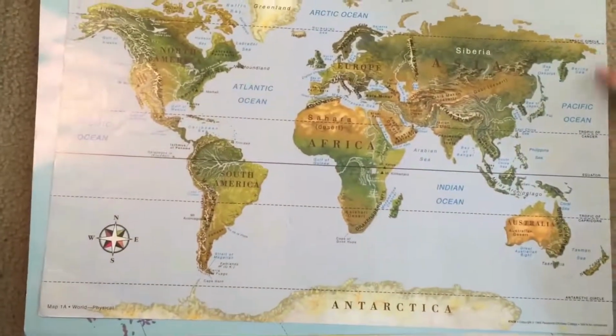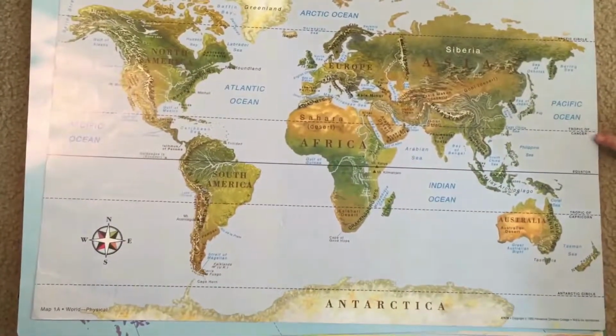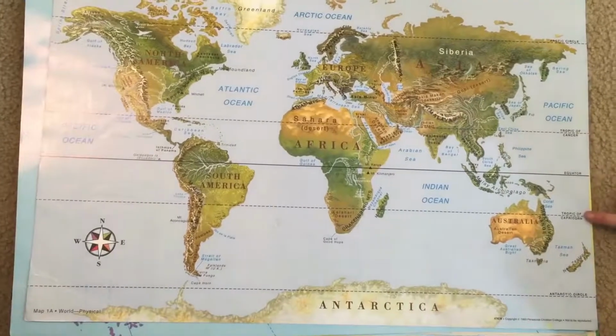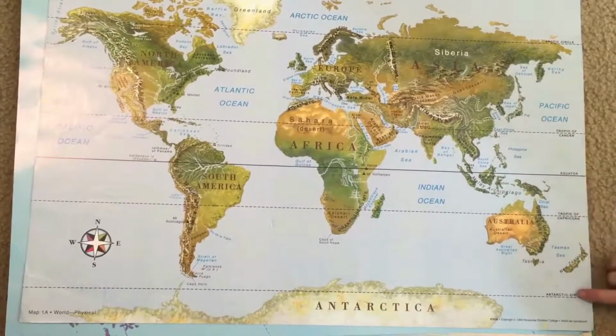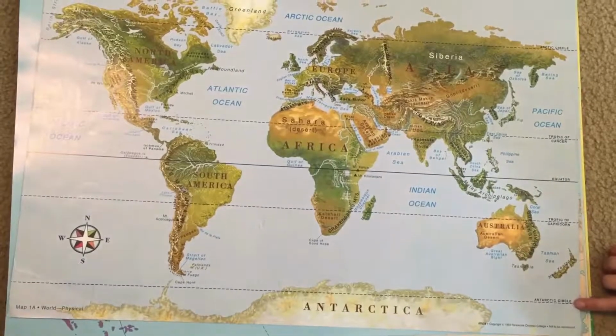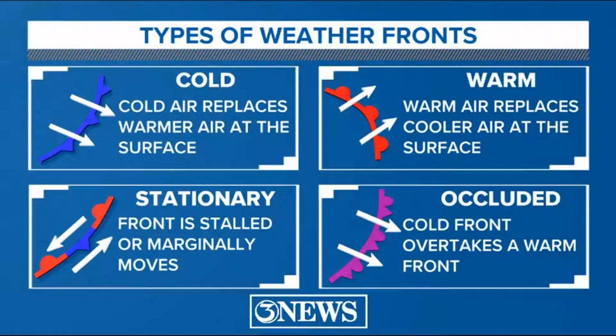What are 5 circles of latitude? Arctic Circle, Tropic of Cancer, Equator, Tropic of Capricorn, Antarctic Circle, and now we're through.